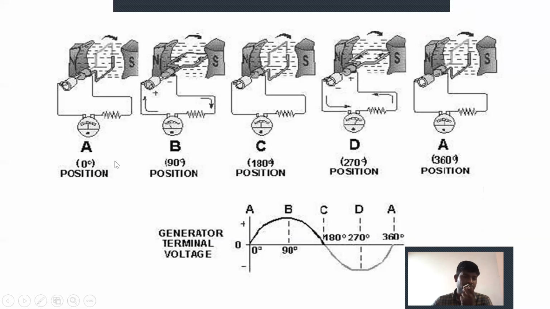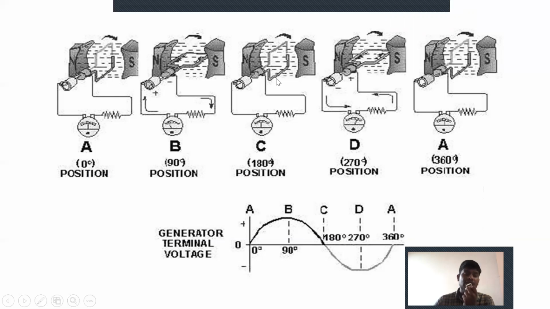Coming to B, 0 to 90 degrees. That means the coil is going to rotate. So there is a rotating conductor in a stationary flux. So they cut the flux lines by the rotating conductor. That means they induce the EMF. That's why here we are taking the maximum.